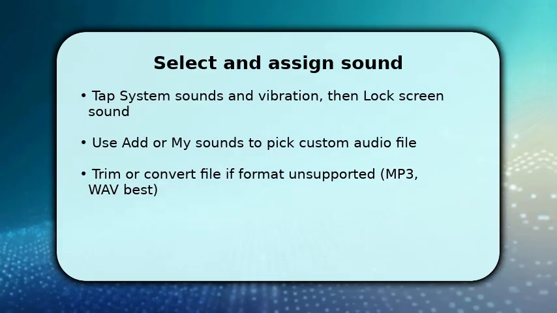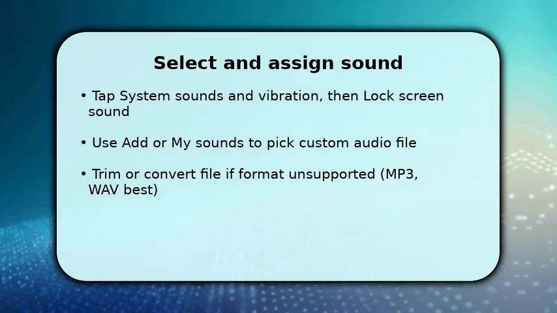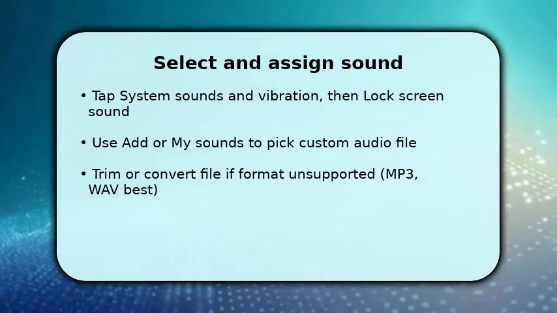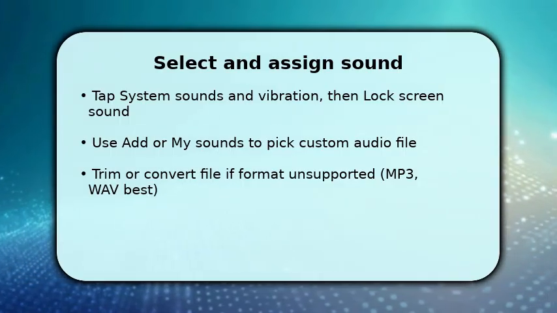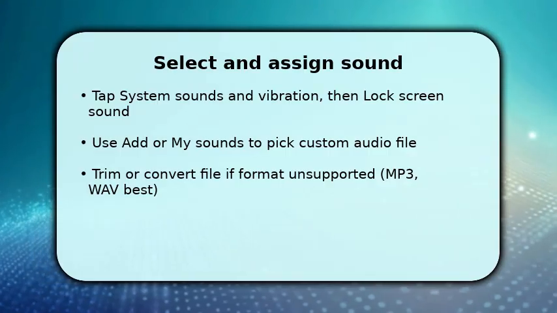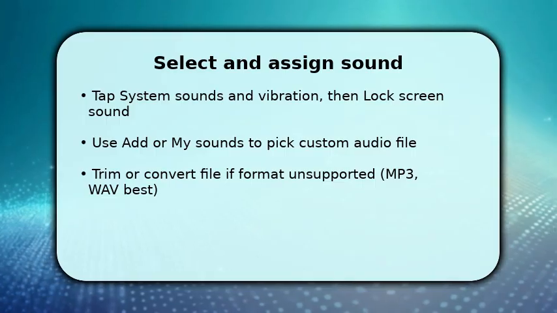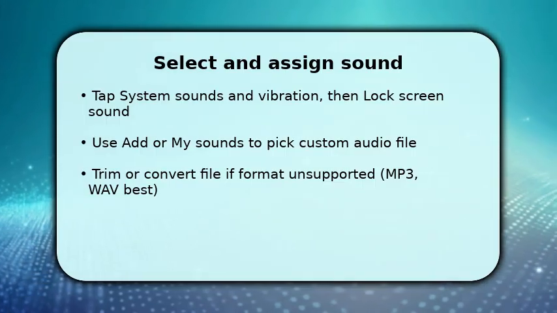your model. You'll see built-in tones and an Add or My Sounds button. Tap that to browse storage and pick your file. If the phone rejects it, convert to MP3 or WAV and keep sampling rate standard. Use a simple editor to trim to under 15 seconds for consistent playback.